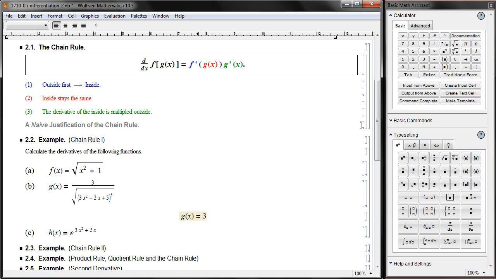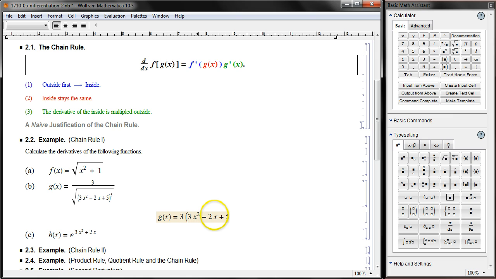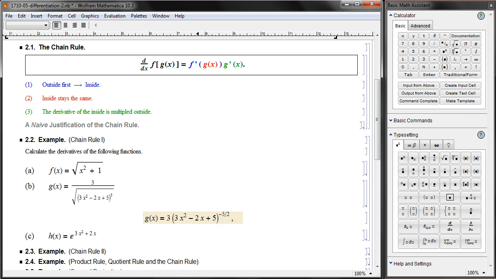And then what's the outer function? Is it a fraction, or is that the square root function? Actually, it's neither. It is negative 5/2 power. Let's see, why negative? Because this whole thing is in the denominator. That gives you the negative sign.